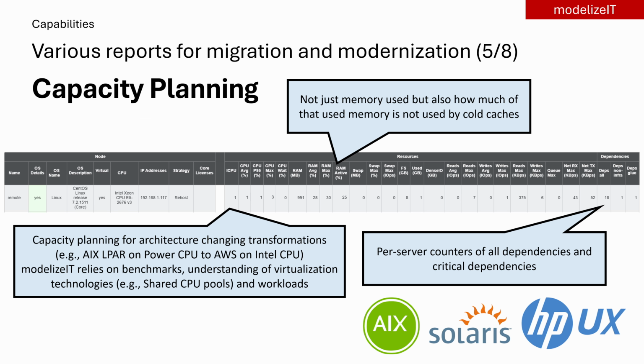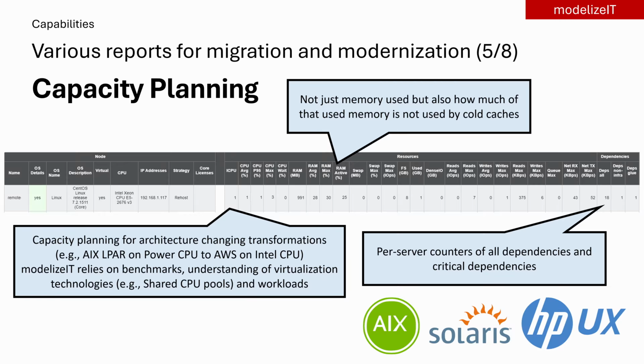modelizeIT can also facilitate modernization projects by suggesting instance sizes for architecture changing migration, like when CPU and virtualization architectures change. An example would be a migration from AIX LPAR on Power CPU with a shared uncapped CPU pool to an AWS Linux instance with a fixed CPU size. An uncapped shared CPU pool is shared by multiple AIX LPARs, and this virtualization construct cannot be identically represented on Intel CPUs. When performing this type of sizing recommendation, the system uses CPU benchmarks, its knowledge about virtualization technologies, observed utilization metrics, and information about the workloads. As an added bonus, it can trick the AWS MPA tool to use these recommendations.